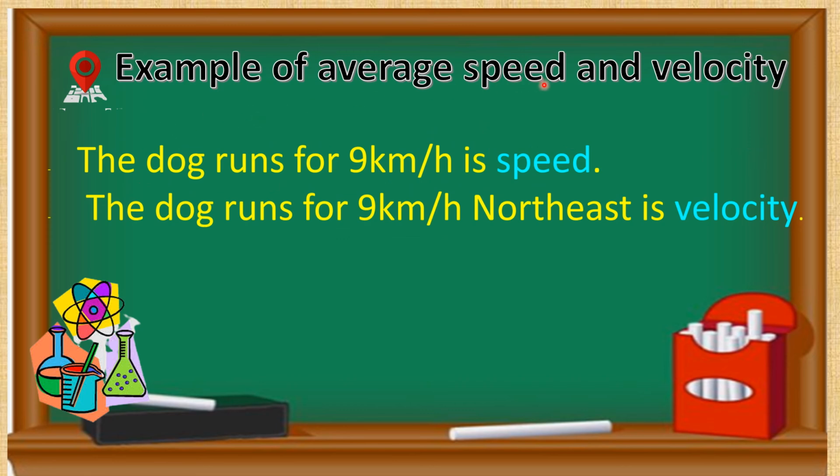So we have here an example of average speed and velocity. How do we know that it's a speed? Because it has only magnitude. For example, the dog runs at 9 kilometers per hour. So 9 kilometers per hour is only a magnitude. That is speed. When you say velocity, the dog runs 9 kilometers per hour, which is the magnitude, and velocity has a direction. So northeast. So that is the direction, and that is the difference between speed and velocity.